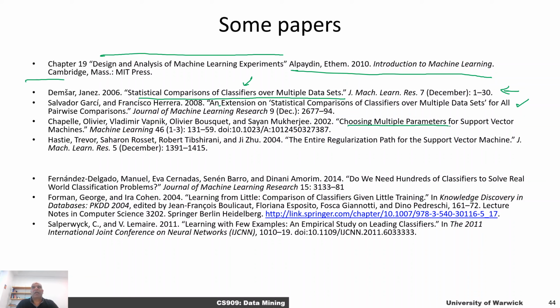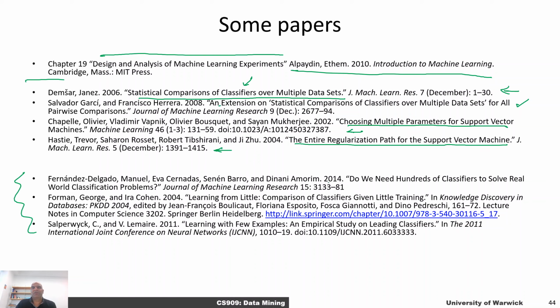How can you choose hyperparameters for support vector machines? There is a paper on that. Please go ahead and try to read that. It is going to help you. There are methods that allow you to estimate the entire generalized or regularization path for a support vector machine as well. So if you want to do that, you're welcome to read that. These are really fun papers over here.